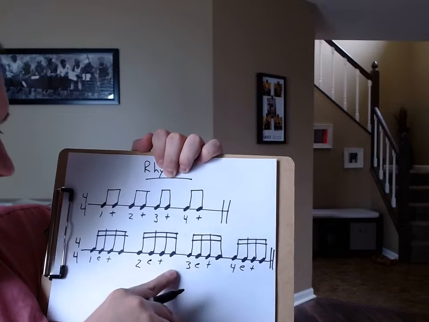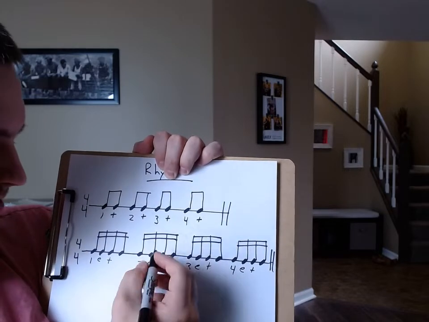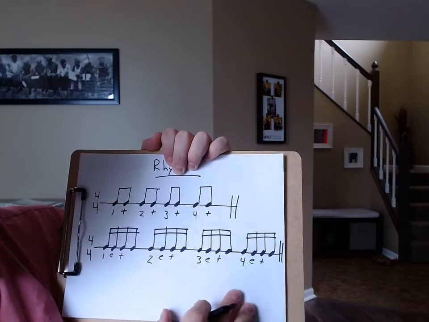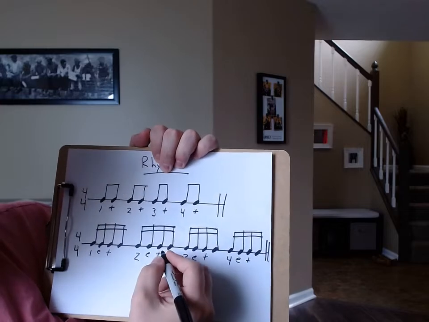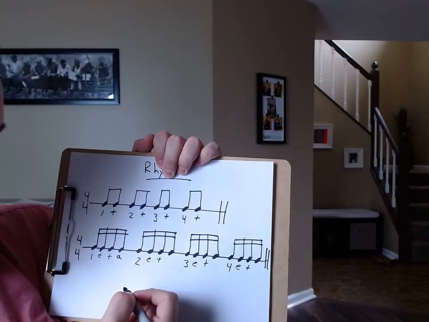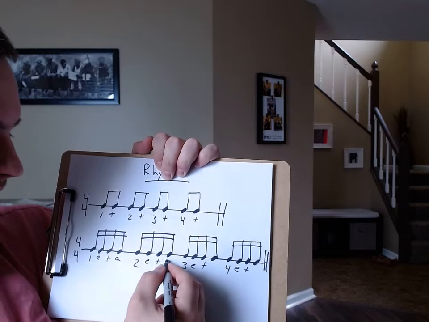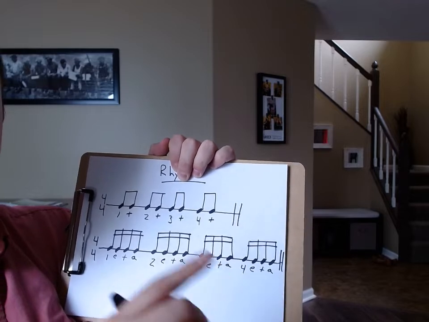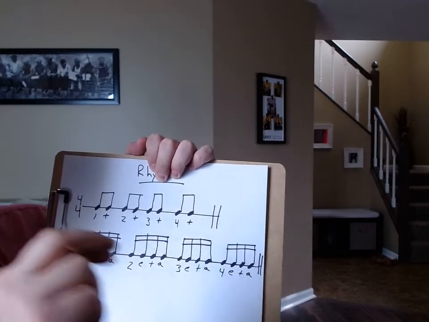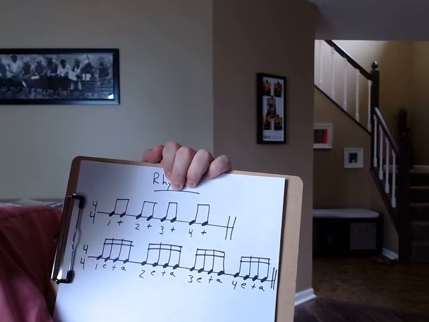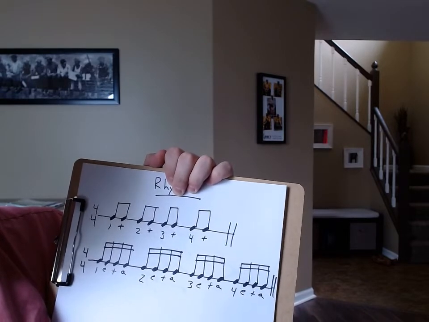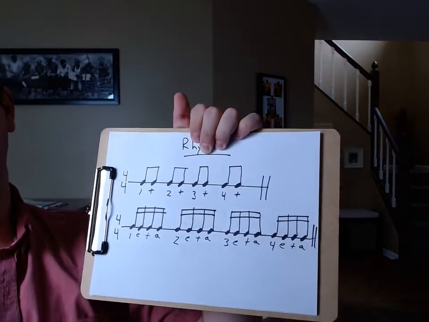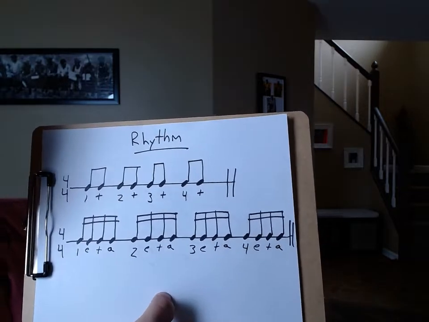Sorry, sometimes my E's look like C's, but you get what I'm saying. So this is E, E, E, E. So 1 E and, 2 E and, 3 E and, 4 E and. The last one we also have to name. So this measure would sound like this: 1 E and 2 E and 3 E and 4 E and. And of course, we go all the way to beat 1 of the next measure. So that is how those are all divided up.